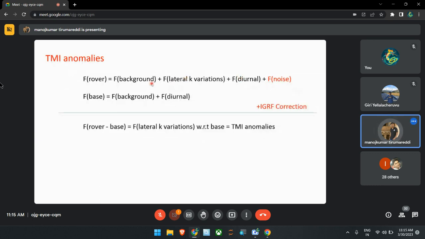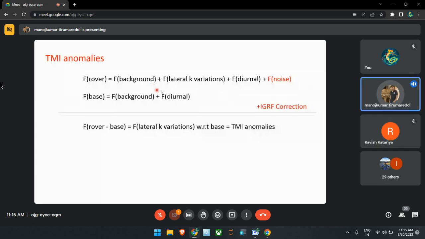In exploration, we require only this component, that is the field associated with the lateral variation of the susceptibility contrast. So we have to remove the background and diurnal. For that, we establish a base station. The base station also records the same components: background, diurnal plus lateral susceptibility variations plus noise.